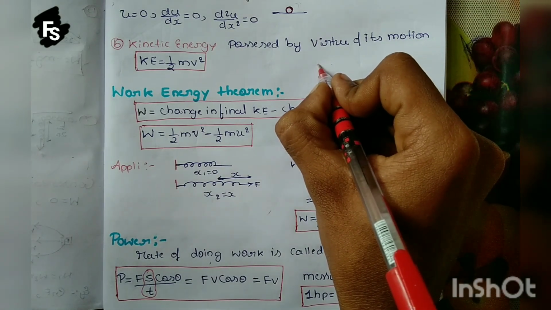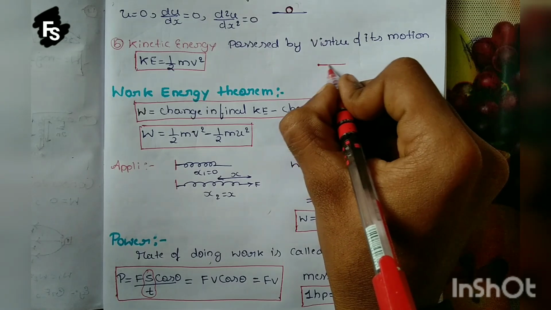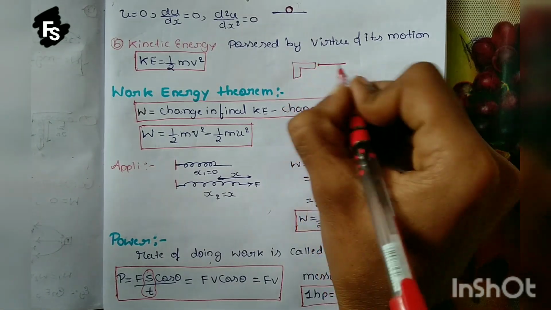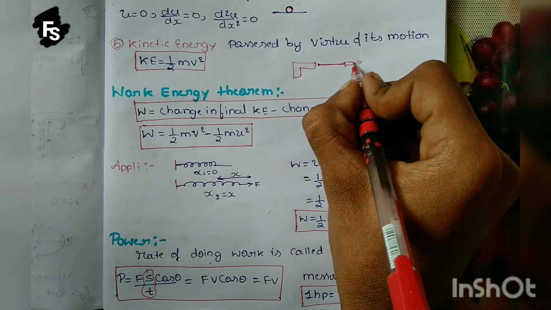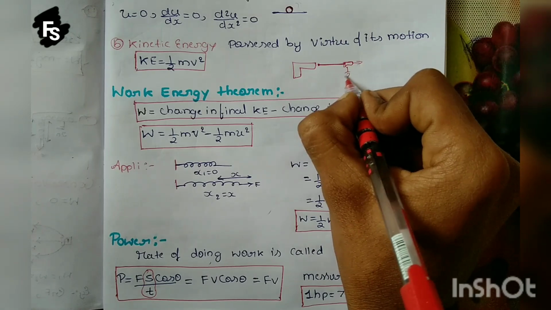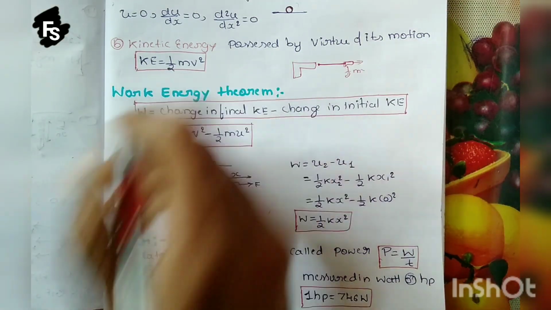Means if the bullet is traveling from here to here, if the bullet is fired from the gun, then it has kinetic energy. It does not have potential energy because it is not stable, but it is in motion, so it has kinetic energy. Kinetic energy is equal to 1/2 mv².